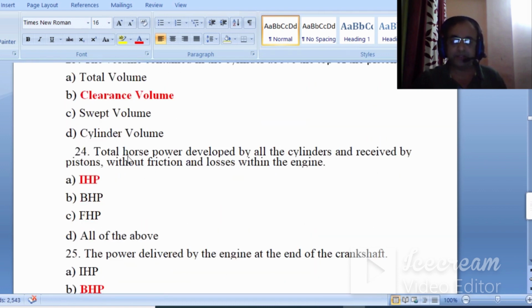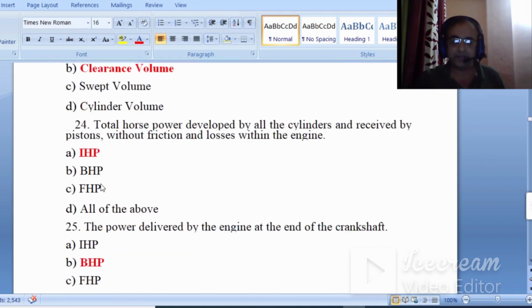Then the next question is the total horsepower developed by all cylinders and received by pistons without friction and losses within the engine, meaning there is no loss in the power actually generated during the power strokes, developed inside the combustion chamber and received by the piston. That is known as indicated power, or when it is measured in horsepower, it is called IHP, indicated horsepower. Simply, indicated power.